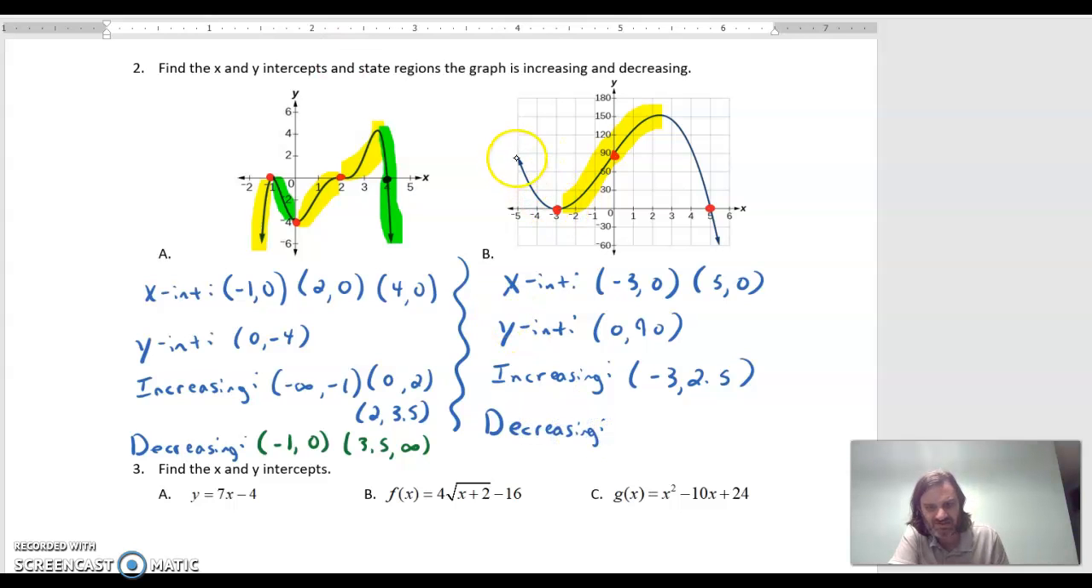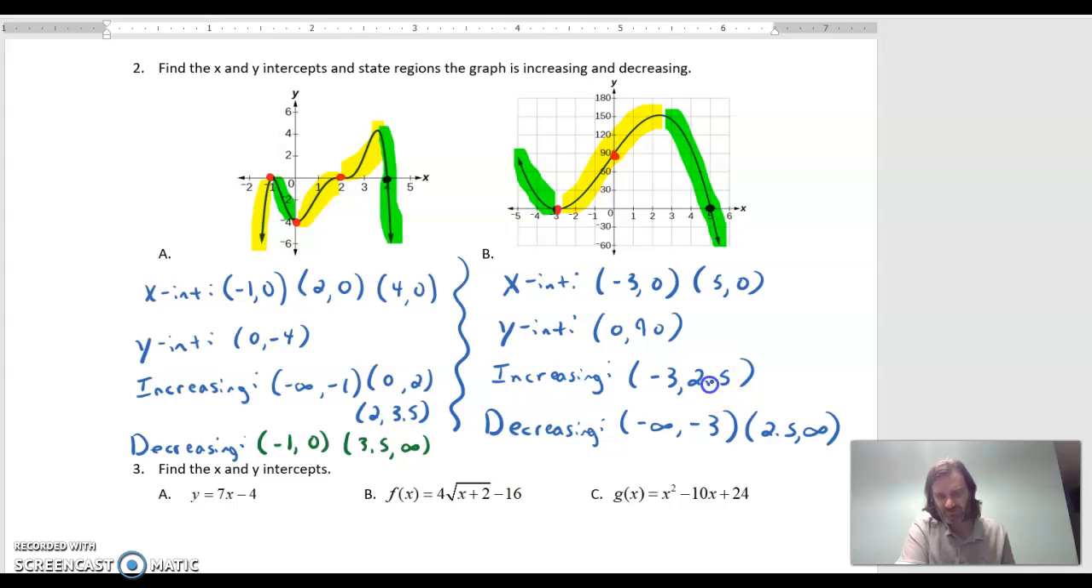It's decreasing when it starts. It's coming down from -infinity to -3, and then from wherever my 2.5 is on, it's going down. So let's see if we can write that. So from -infinity to -3, and then also from about 2.5 to infinity. So lots of regions where it's going back and forth, but make sure you see all those points very well.